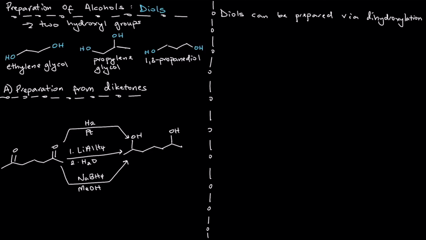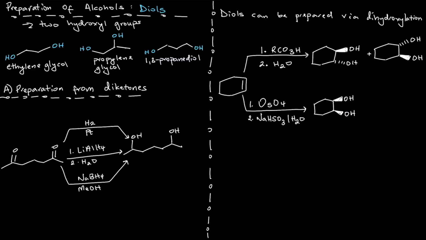And don't forget that diols can also be prepared through your dihydroxylation reactions, both the anti and the syn dihydroxylation reaction. As a reminder, here's what that looks like. You can take an alkene and first react it with a peroxy acid, and then you wash it with water, and that would essentially form a trans 1,2-diol. You can take your alkene, react that with osmium tetroxide first, and then wash it with sodium bisulfite in water, and you will get your syn addition of your OH groups. So you end up with a cis diol.